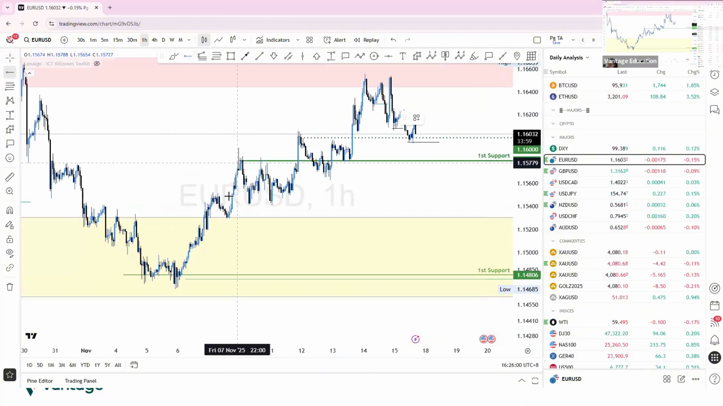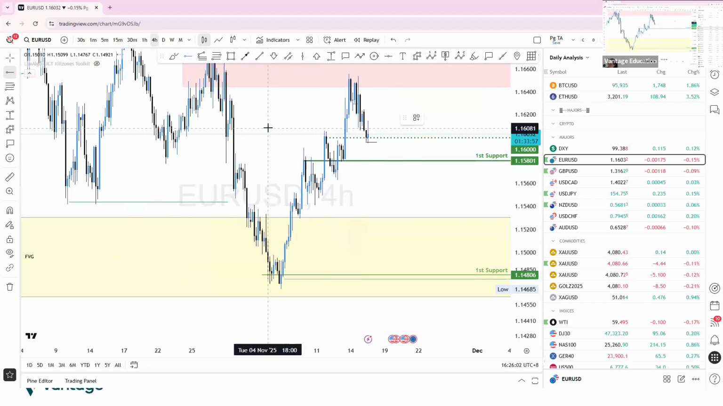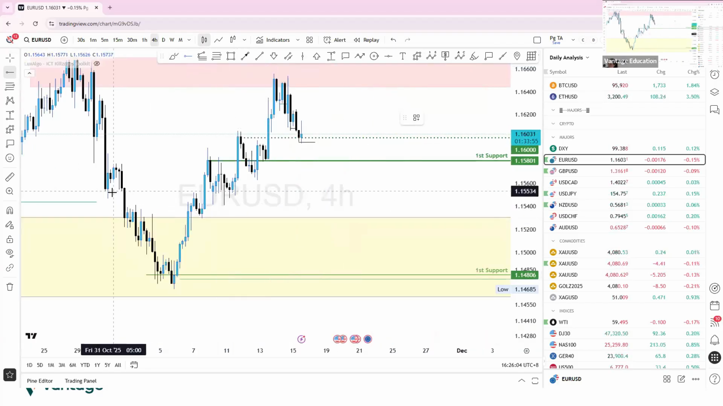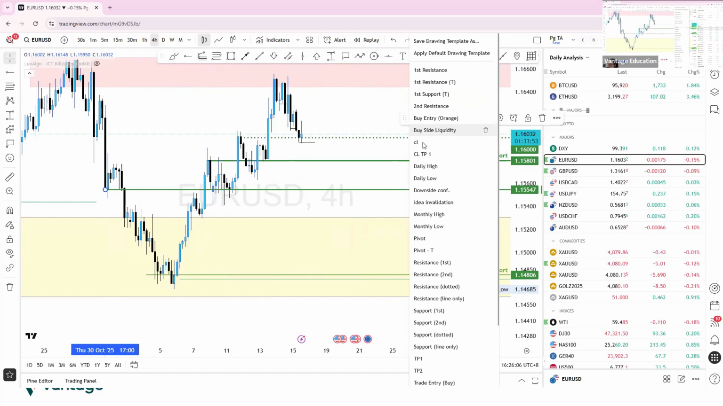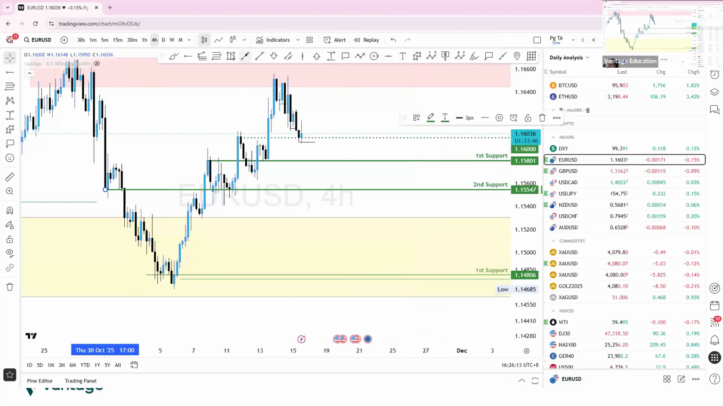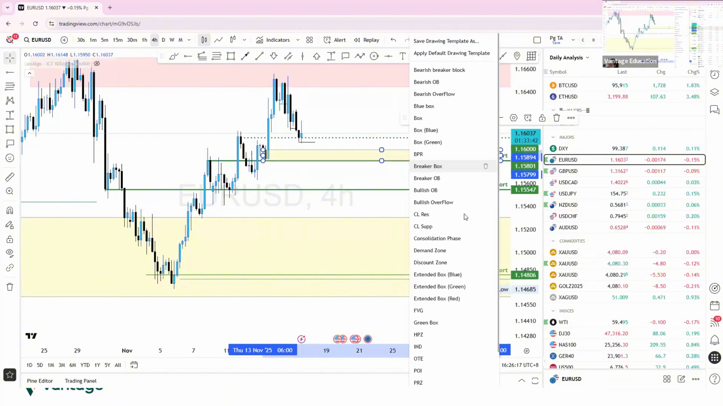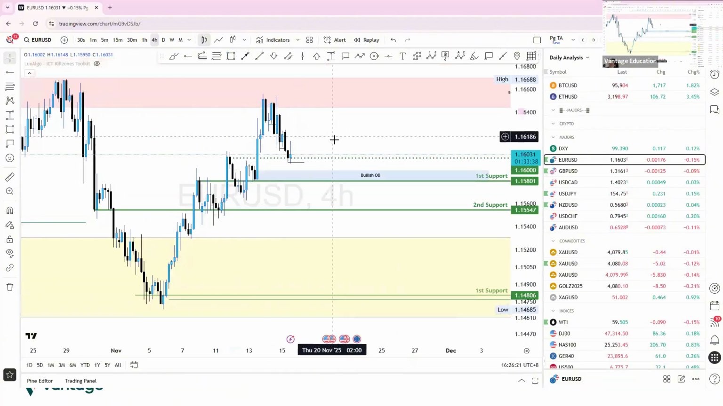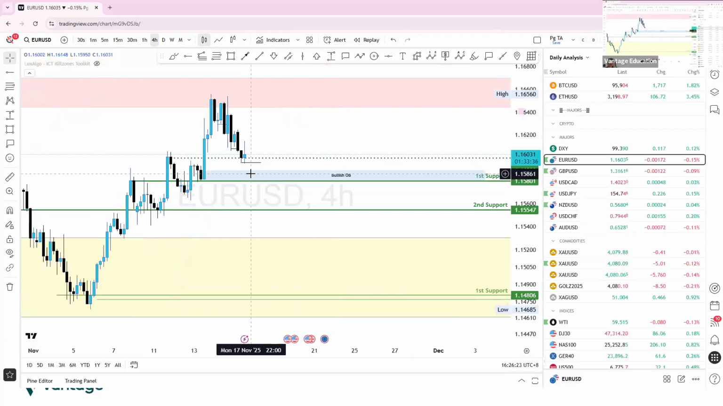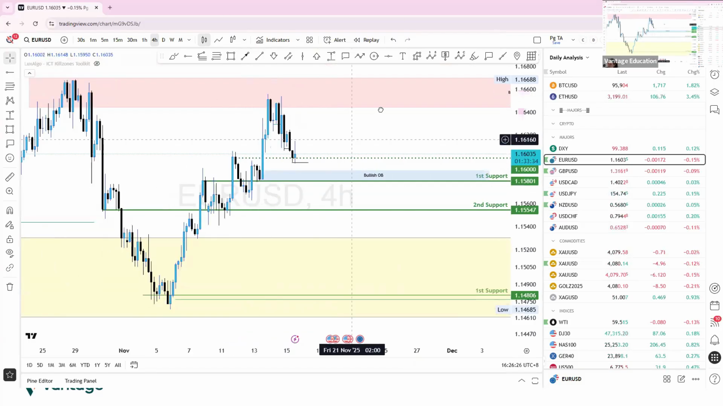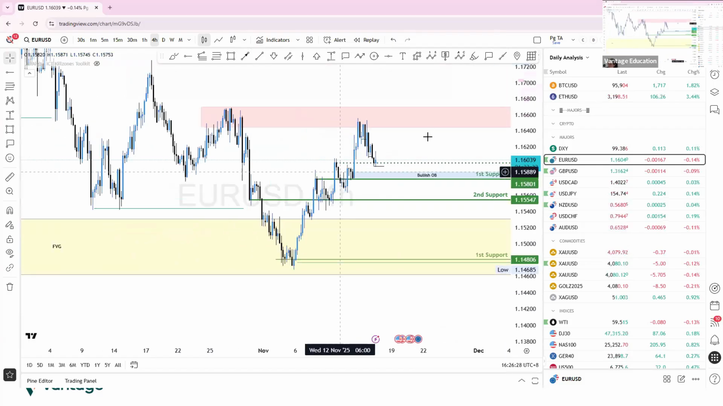Second support for H4 is gonna be here. And you look really closely for the first support level, right? There is the OB here. So this is still a valid OB, or bearish order block. It's still valid. Okay, you can buy from this level.